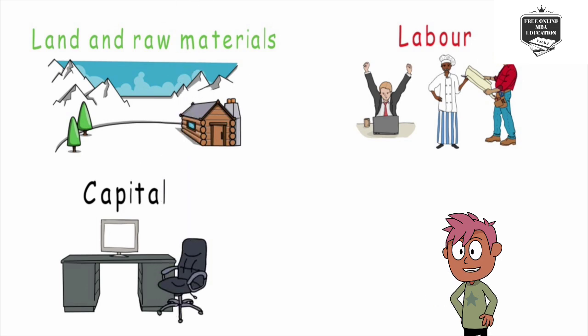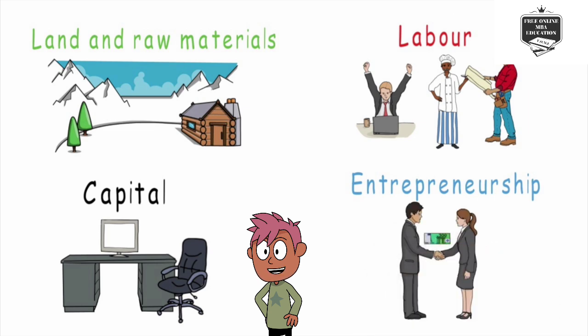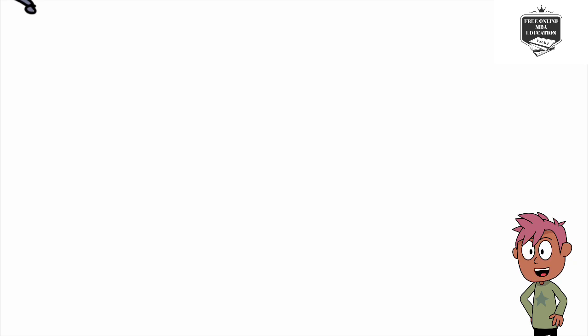Then you have your capital infrastructure, investment in new capital as opposed to used. And fourthly, the combination of all of these, entrepreneurship, how it brings it together. So that's our four factors of production.